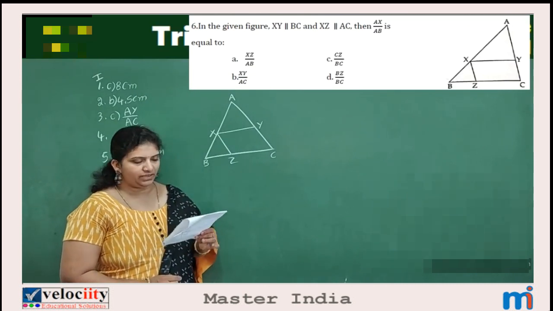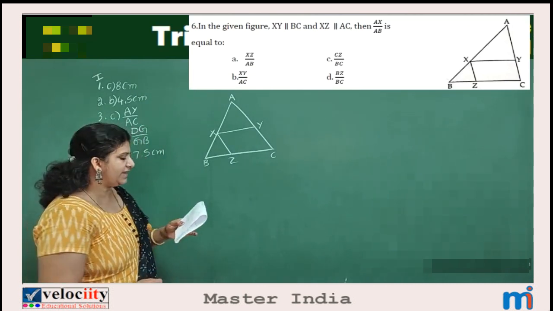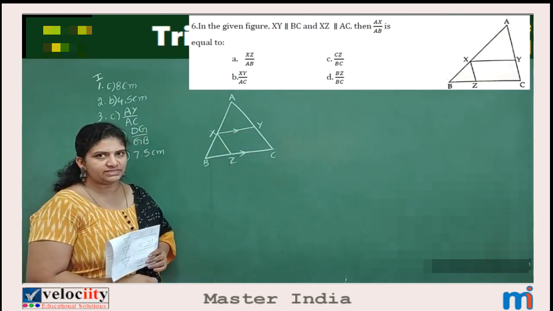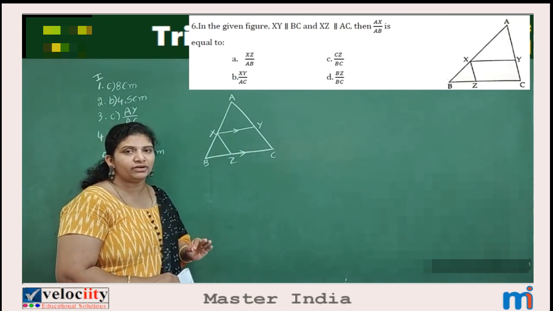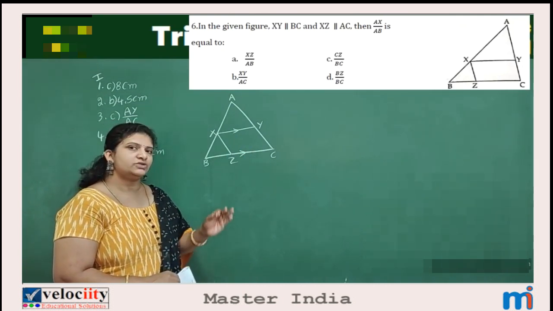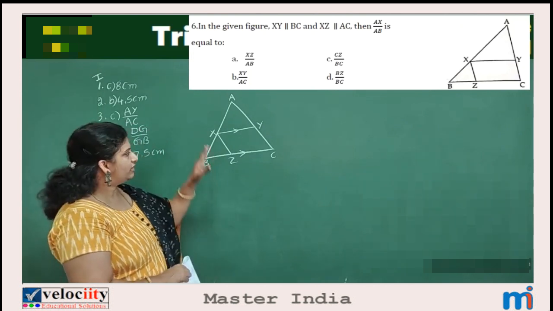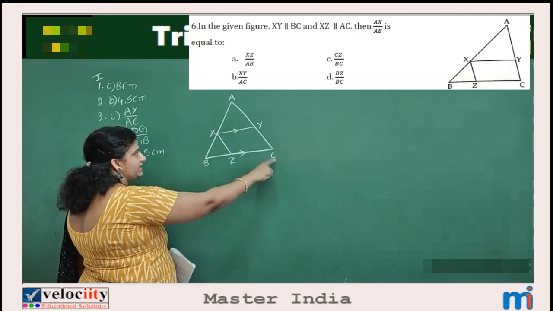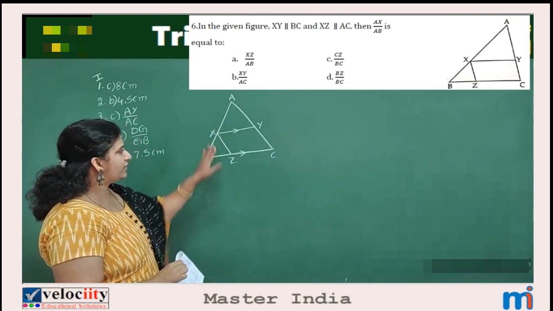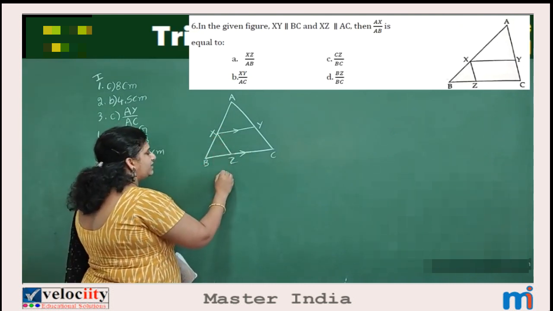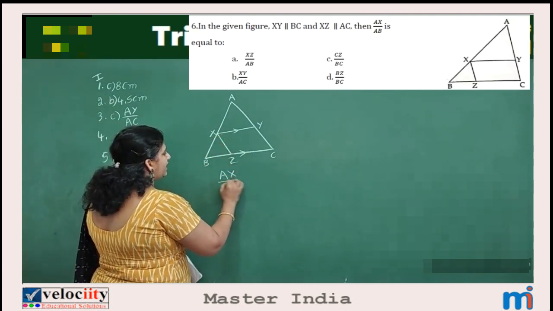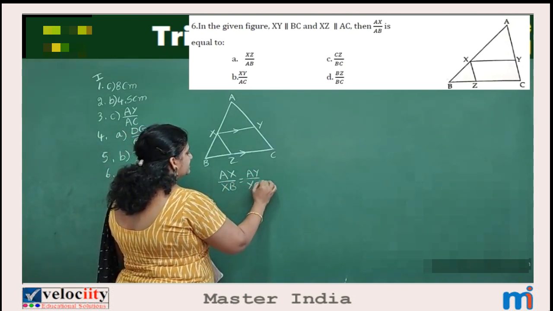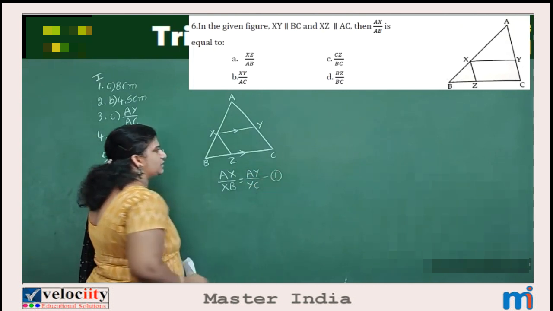Sixth one, this MCQ will be a little difficult for you. Try to understand carefully. In the given figure, XY parallel to BC. Immediately you remember basic proportionality theorem. That is, you can equate the ratios in proportion. Forget about XZ. Observe only XY parallel to BC. You can see triangle ABC. Forget about this line. Now write the ratio which is in proportion: AX by XB is equal to AY by YC. Mark it as first equation.